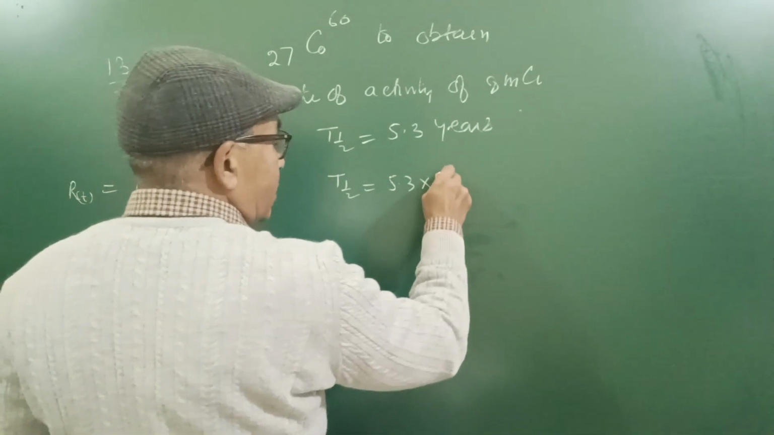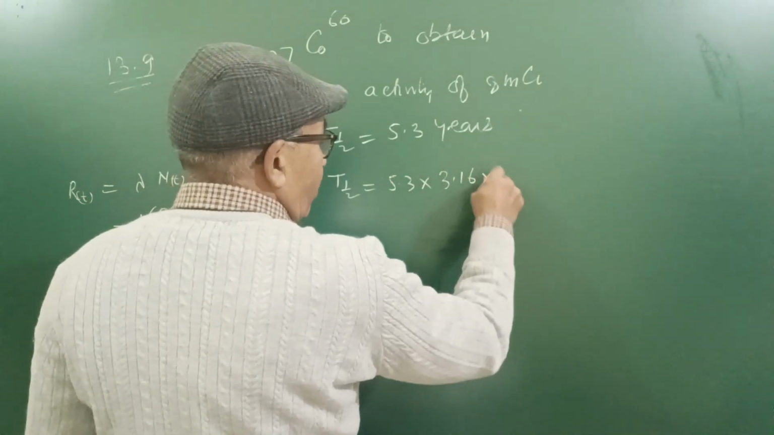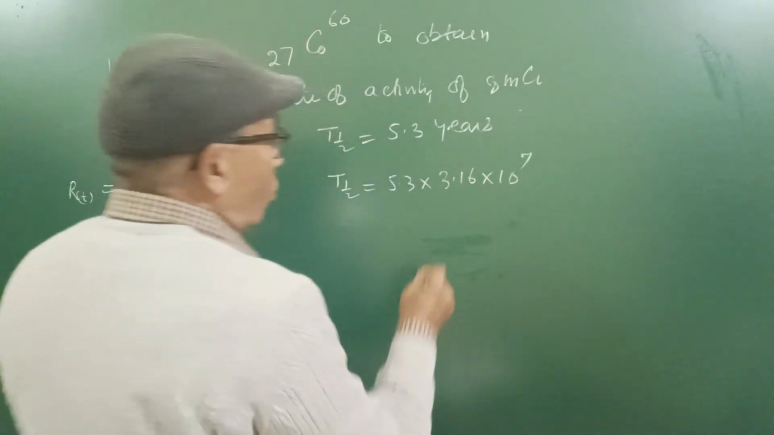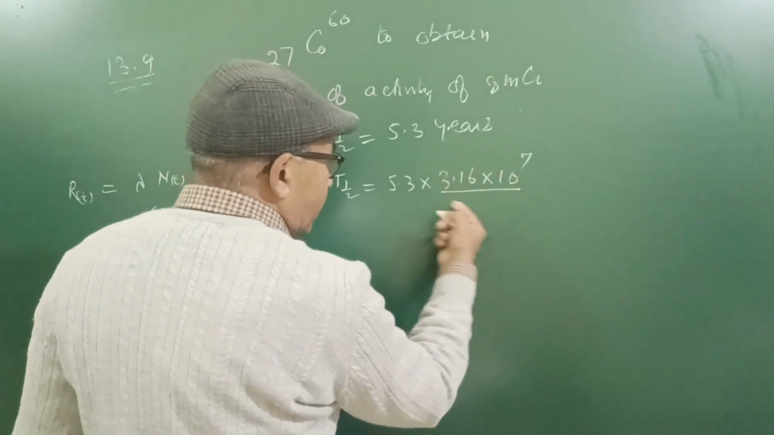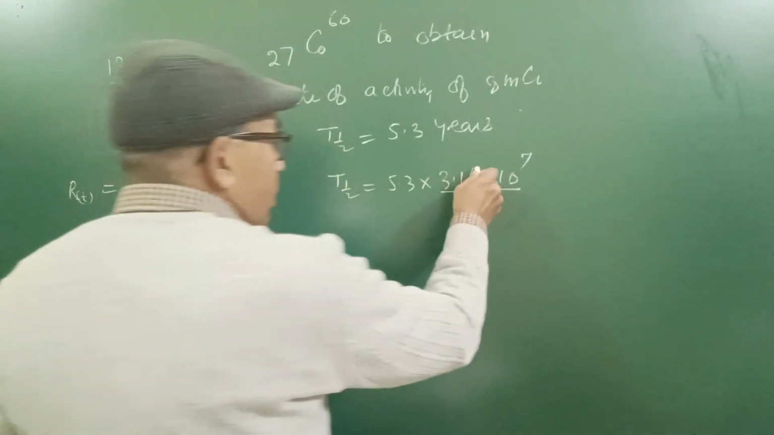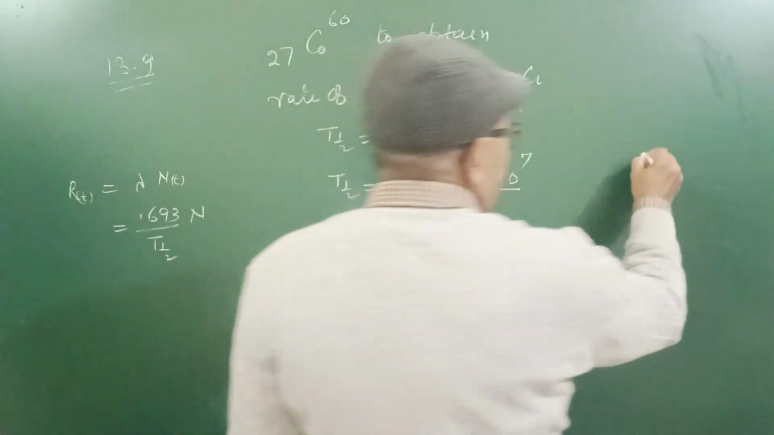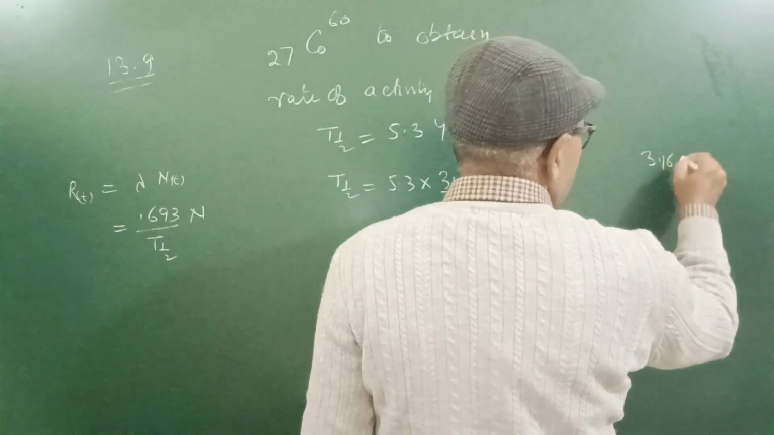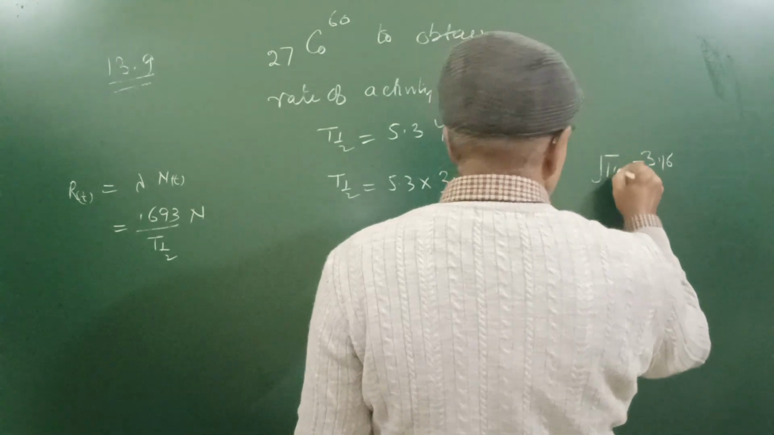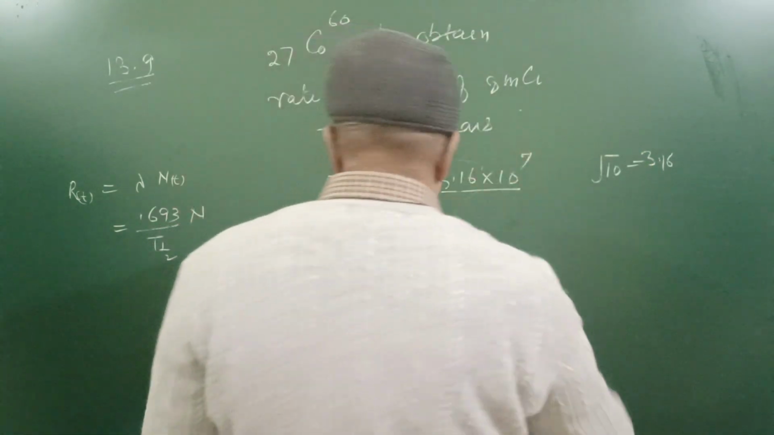How many seconds? 3.16 times 10 to the power 7 seconds. Remember this. 1 year equals this. Actually, this is nearly root 10. 3.16 is equal to root 10. 6 plus 1, 7.